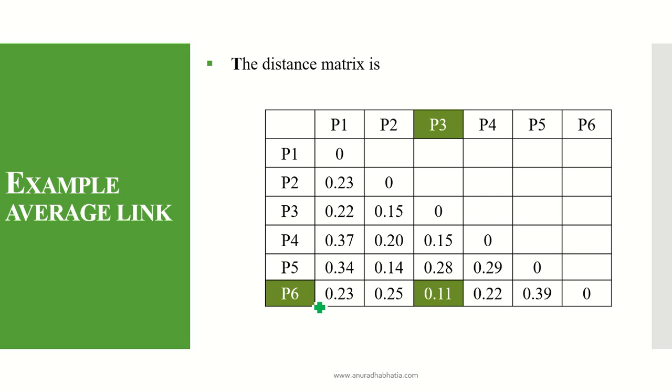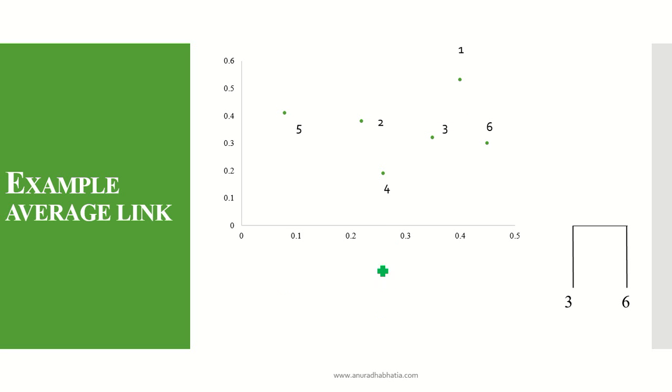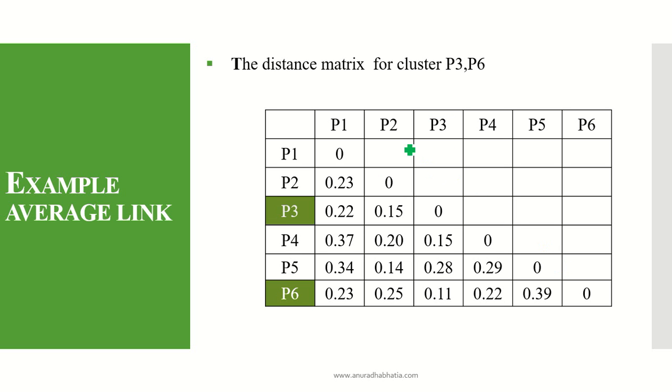The next step is to find the minimum distance in this particular lower bound of the matrix, and we see the minimum distance is 0.11 in this complete lower bound, and 0.11 occurs for the point P3 and P6. So we have got our first cluster. So we can club P3 and P6 together and a dendrogram is drawn. After we've done this, we need to calculate and update the distance matrix. The distance matrix for the cluster P3 and P6, we've highlighted over here, has to be updated.